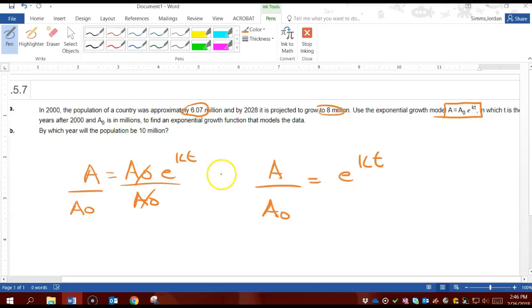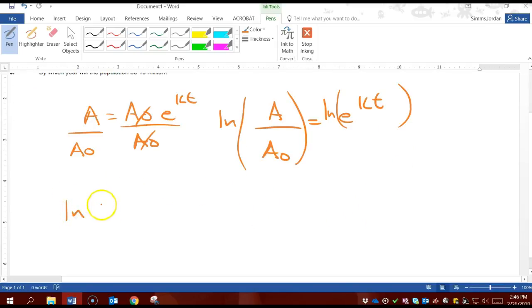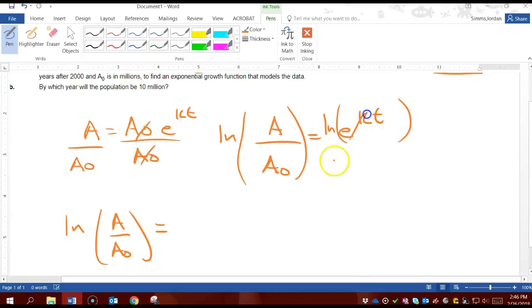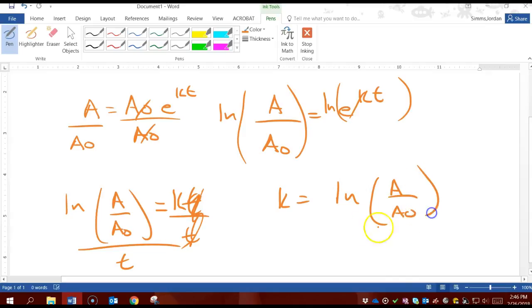And then what we'll do is we'll do the natural log of both sides of that, the ln of both sides, and we're going to have basically the ln of A over A naught, and that's going to equal, or sorry, kt. All right? So then to get t by itself, I'll just divide both sides by t. Or sorry, by t we'll get k by itself, right? Like so. So there we go. So basically k is going to equal the natural log of A over A naught over t.